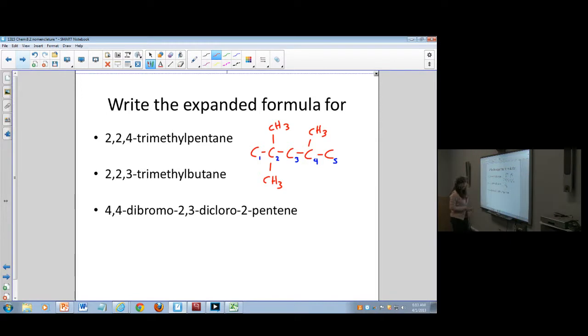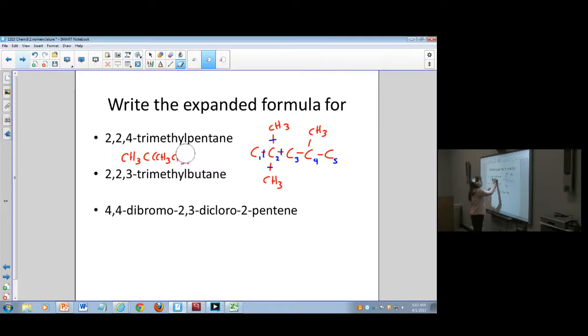So if I was writing this in its condensed form, I'd have CH3, and now I want you to look at this carbon. Carbon 2 has 1, 2, 3, 4 bonds already. So I'd say carbon, then I'm going to put in a CH3, a CH3 in parentheses, or maybe I probably wouldn't put that in because that kind of looks messy, CH3, 2, that indicates that those are substituents.